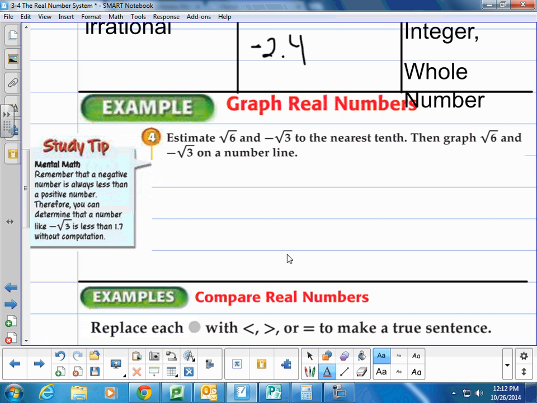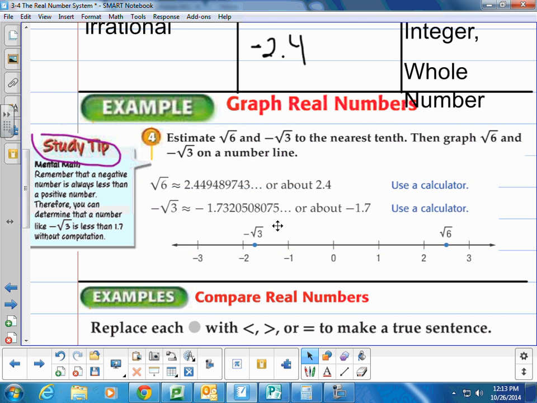You may be asked to graph real numbers. So we're asking here, estimate the square root of 6 and the negative square root of 3 to the nearest tenth. Then graph those numbers on a number line. Another study tip here: remember that a negative is always less than a positive number. So we can automatically assume that the negative square root of 3 is going to be less than the square root of 6. You can use a calculator here and just use that radical sign again to find out what it's equivalent to.